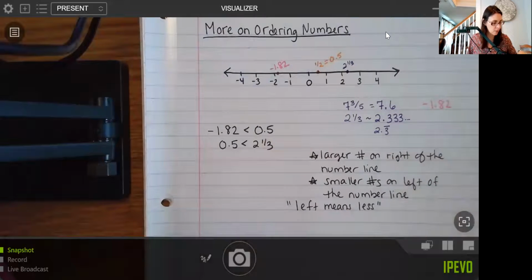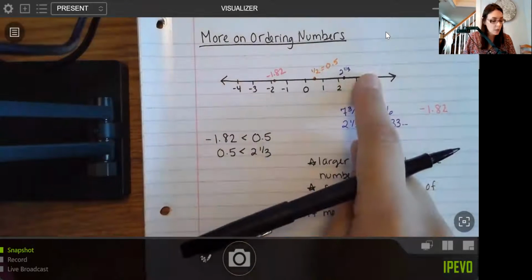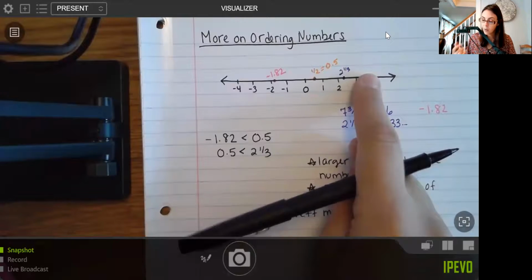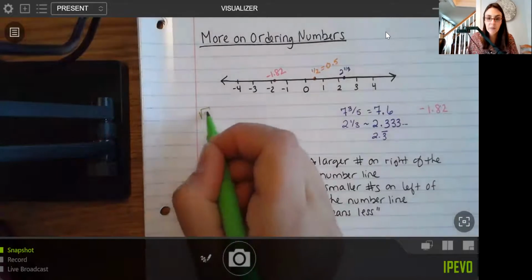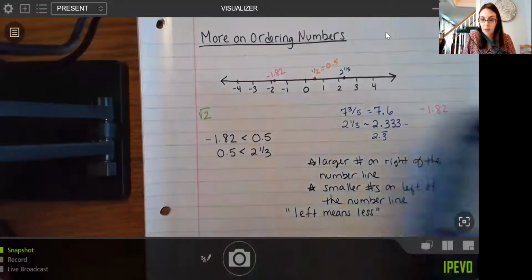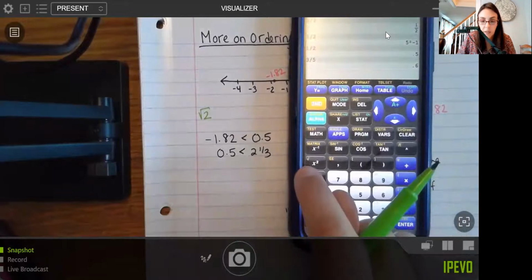One last thing I just kind of want to point out here. Of course, we could also add in things like roots, so we could simplify them. Maybe we would use our calculator. So let me get a different color out here. Maybe I had something like the square root of 2. Now that doesn't come out even, but I can use my calculator. And I do have a square root key on my calculator. It's this one right here.